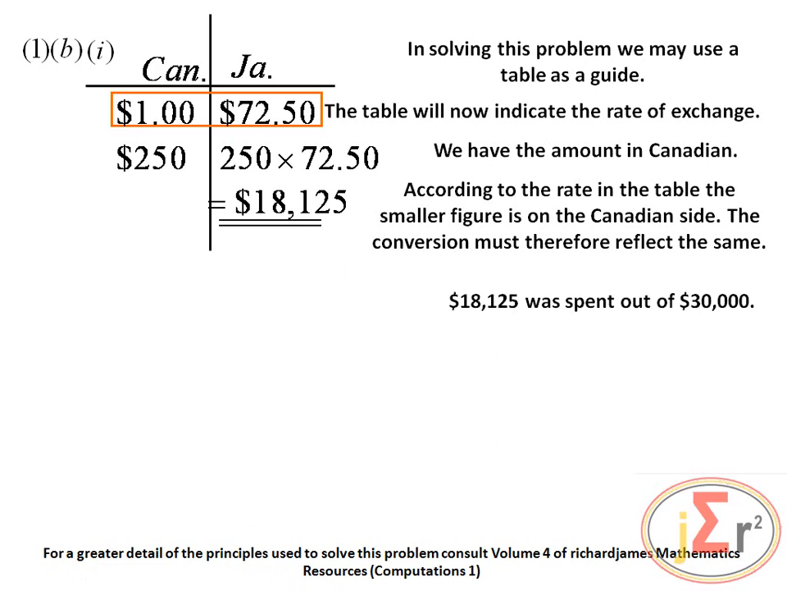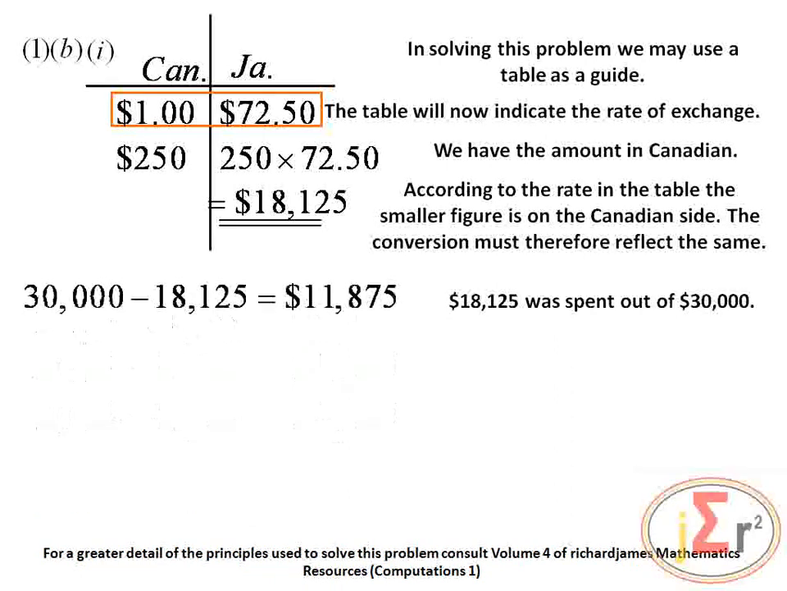$18,125 was spent out of the $30,000 that he has for his credit card limit. So what is the remainder? All we do is just do a subtraction. So we subtract 18,125 from 30,000, and the result is $11,875.